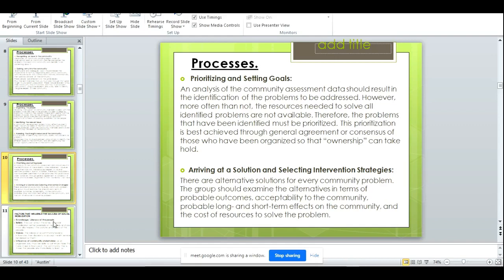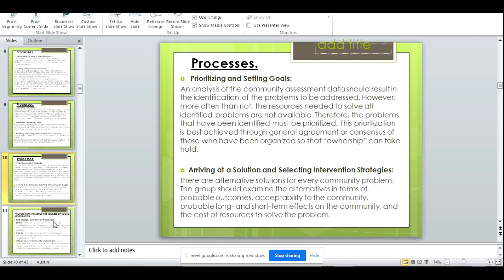So when you want to do this prioritization, you have to work with the community members. You cannot just decide what is more urgent for them. They have to be the ones to tell you what is more urgent for them, because you are trying to work for them, right? So general agreement or consensus of those who have been organized is needed so that ownership can take place. When you work with the community members and they agree on the priority list, they can own the project you are trying to do for them, because they were part of the decision making.